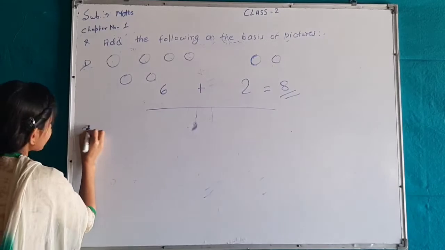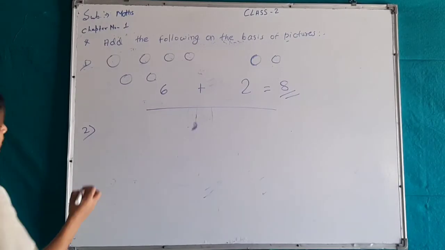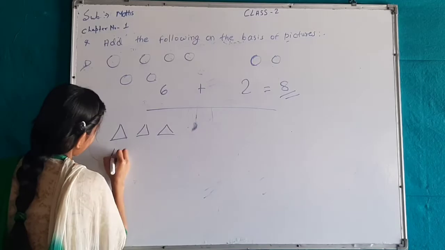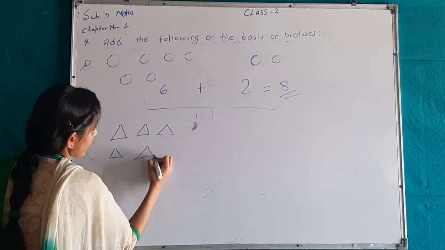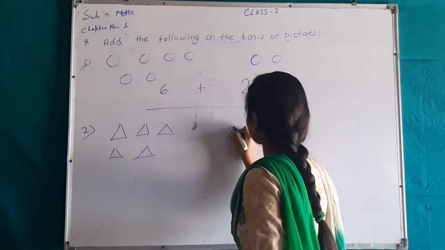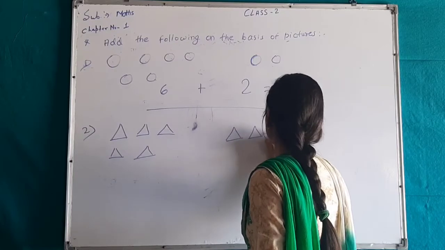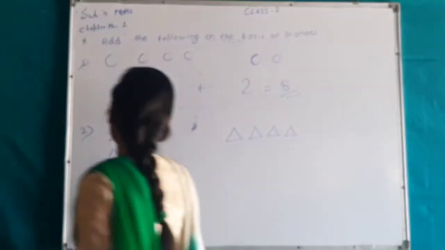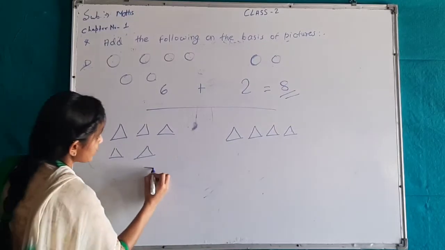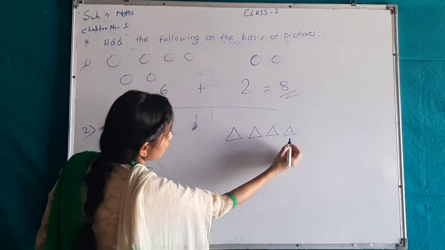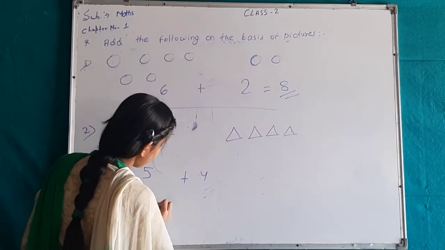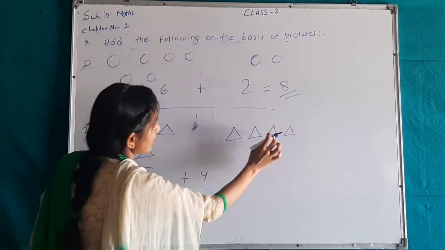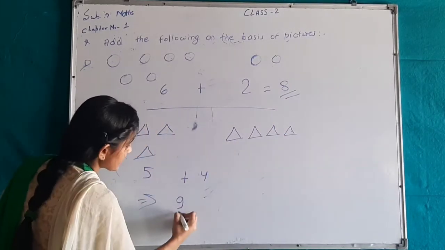Same, we can take another picture. Here is a triangle. 1, 2, 3, 4, 5. 1, 2, 3, 4. Now we have to add it. Here are 5 triangles and here are 4 triangles. We have to add it. We can count it: 1, 2, 3, 4, 5, 6, 7, 8, 9. Then we get our answer, which is 9.